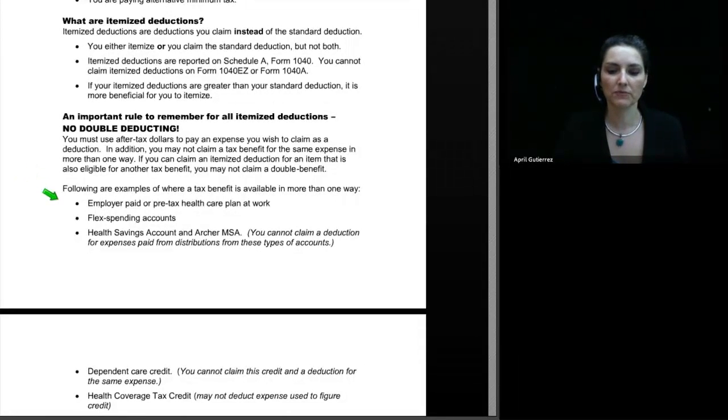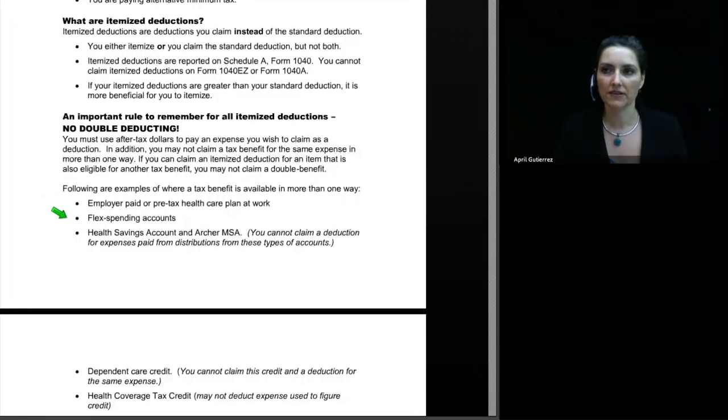Firstly, employer-paid or pre-tax health care plan at work. If you're already participating in a pre-tax health care plan at work, clearly you've got the deduction built in on your W-2 already, and you cannot claim the cost of your pre-tax health insurance as an itemized deduction.